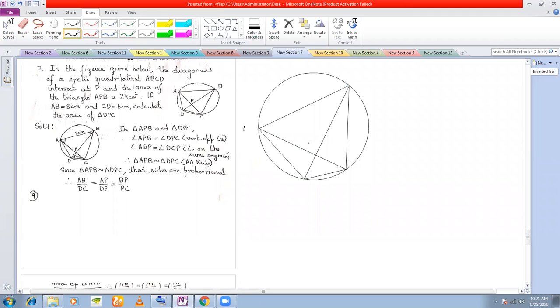So A, P, D, C and B. Okay, this is the figure given. It is given to you that ABCD is a cyclic quadrilateral.